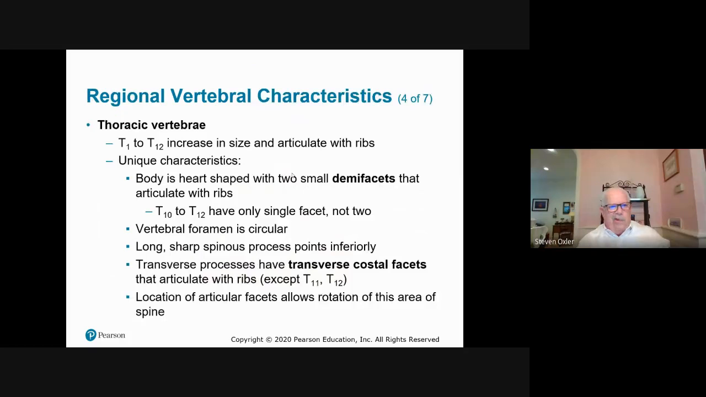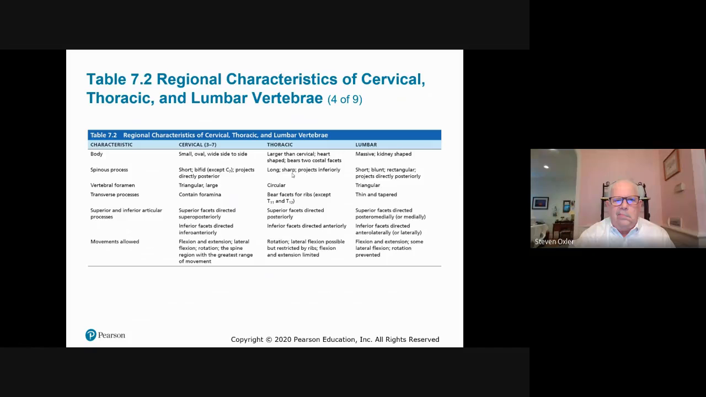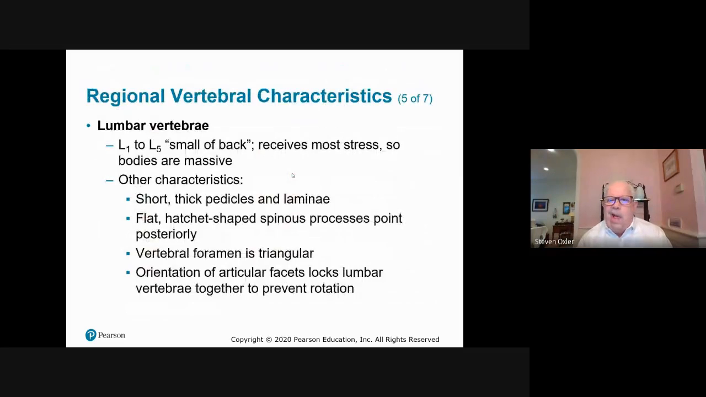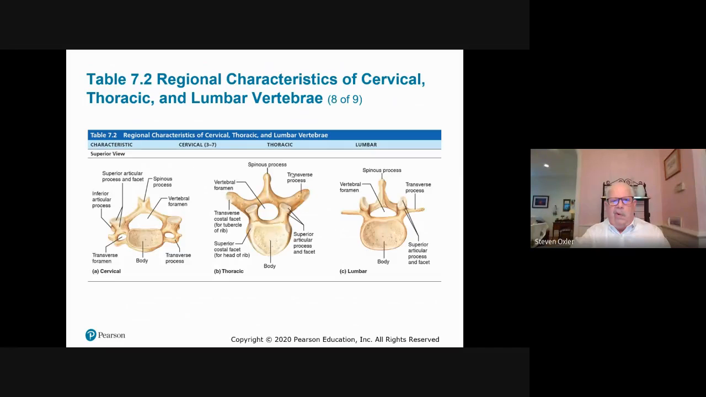The thoracic vertebrae, there are 12 of them, T1 through T12. Why are they important? Because the thoracic vertebrae attach to your ribs. So that's extremely important. The lumbar vertebrae, the biggest of all the vertebrae. They are the most massive because they have the most stress. They carry the majority of weight of your body. L1 through L5, the lumbar vertebrae.